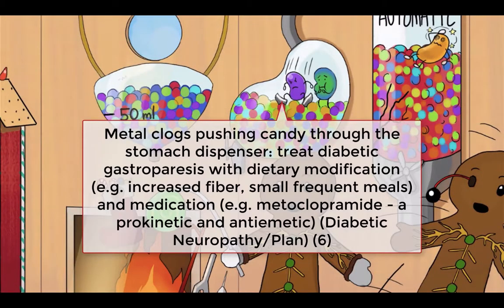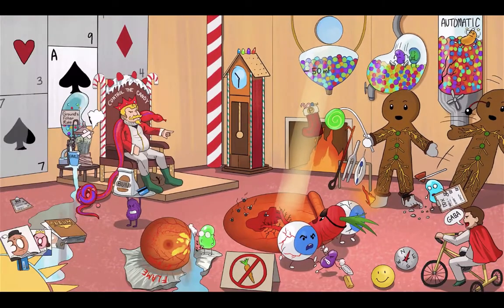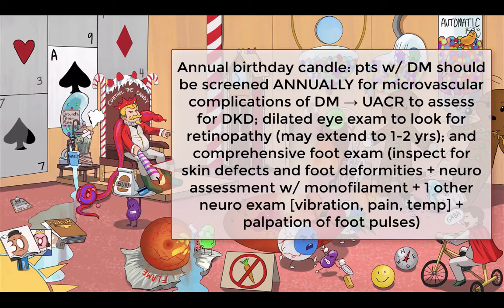Gastroparesis is treated with a combination of dietary modifications, like increased fiber and small frequent meals, and medications. Metoclopramide, symbolized by those metal clogs, is useful for symptomatic relief because it has both prokinetic and antiemetic properties. And that does it for diabetic neuropathy. Why the birthday candle, you ask? Well, it's our recurring symbol for annual screening. Once a year, patients with diabetes should be screened for microvascular complications.